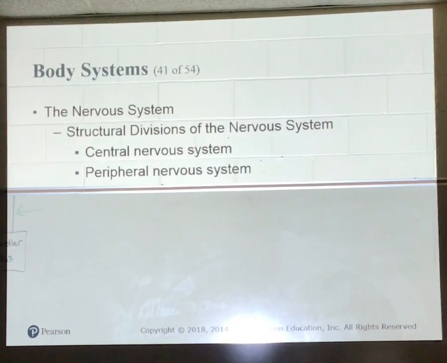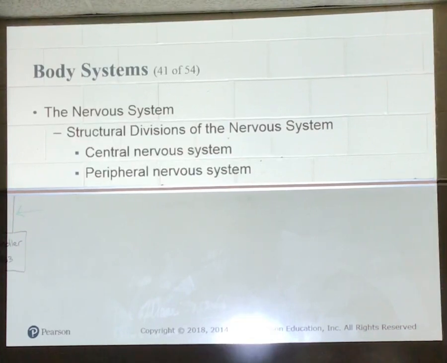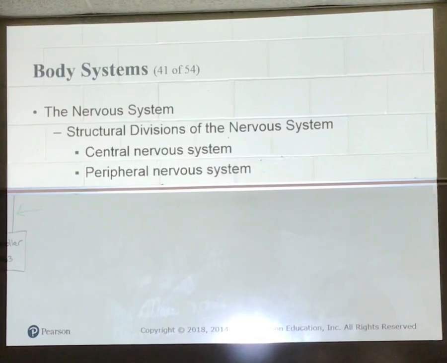The nervous system is divided into two structural divisions, the central nervous system and the peripheral nervous system. The central nervous system consists of the brain, which is located in the cranium, and the spinal cord, which is in the spinal column. The brain, which is the control center of the nervous system, is probably the most highly specialized organ in the body.